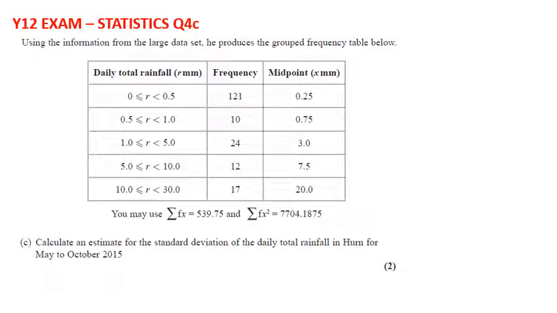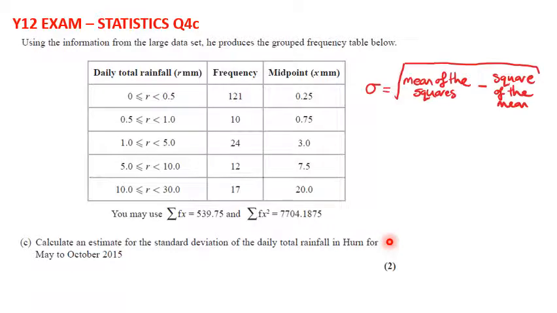Okay, question 4c. We are now asked to estimate the standard deviation for the daily total rainfall. First of all, to get full marks for the question, you want to make sure that you write down the formula. Just to remind you, the variance, sigma squared, is the mean of the squares minus the square of the mean. So the standard deviation is the square root of that.